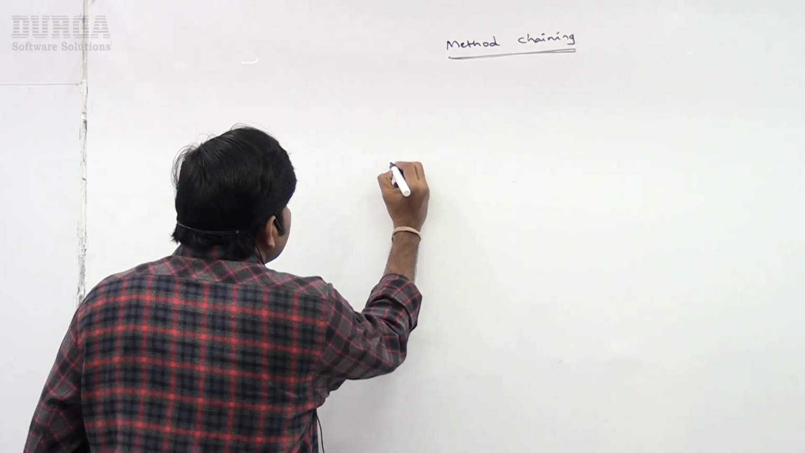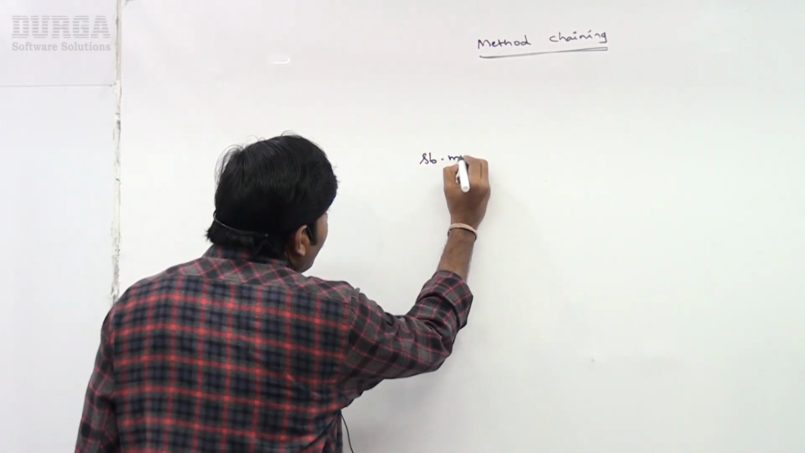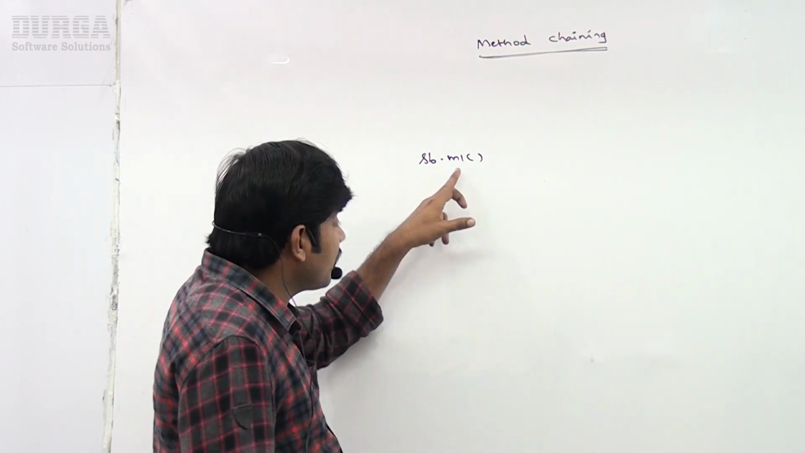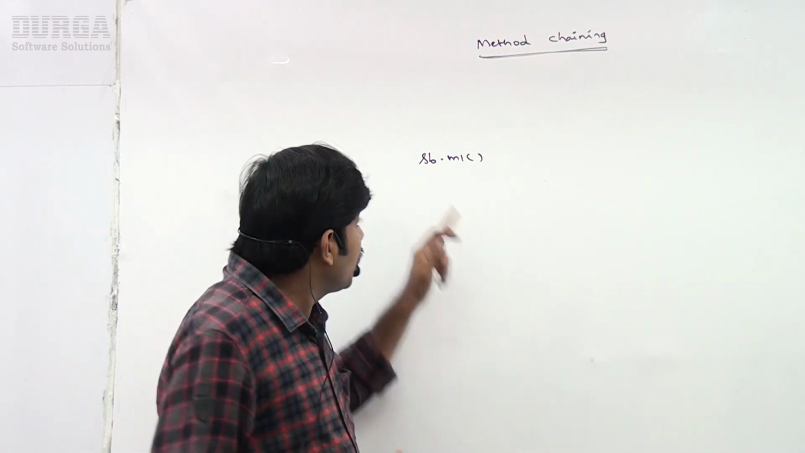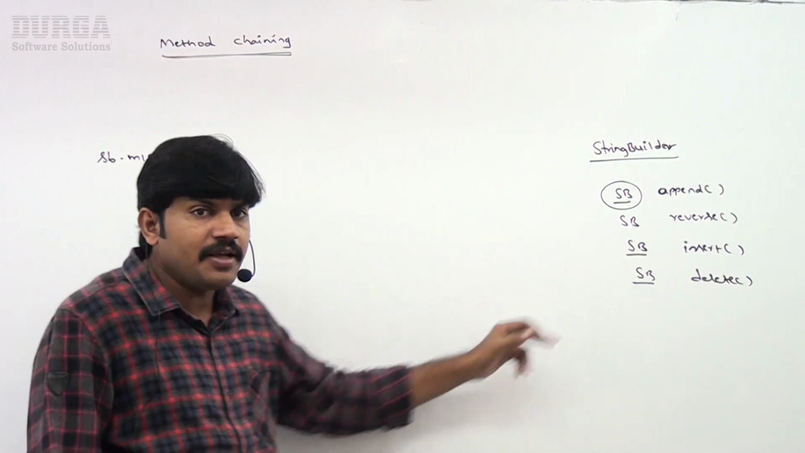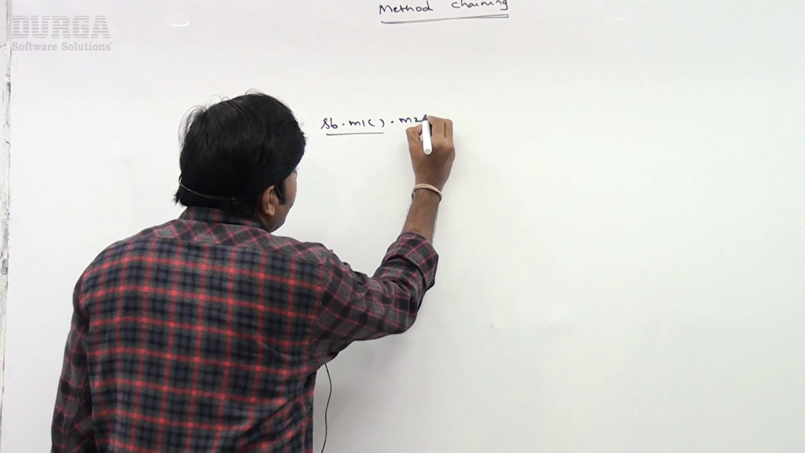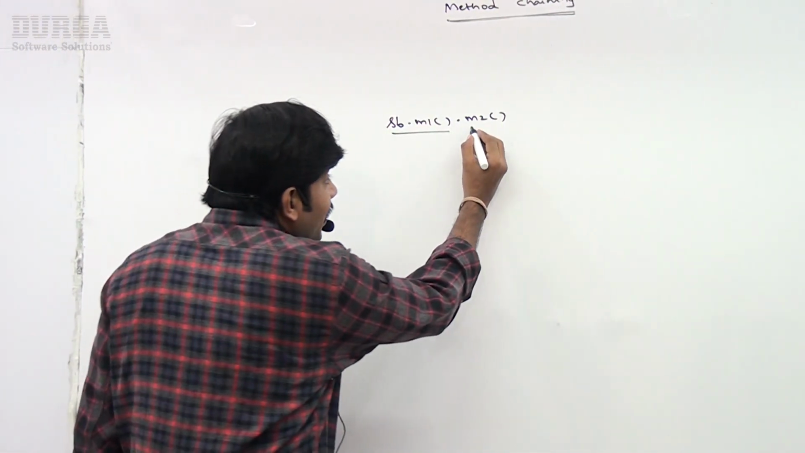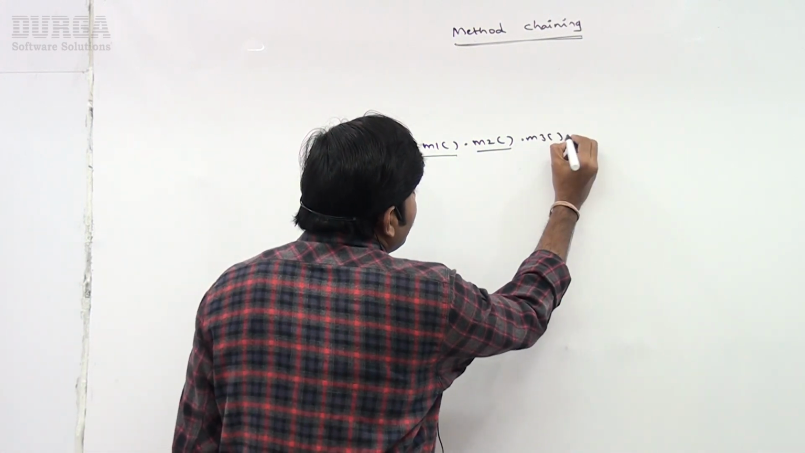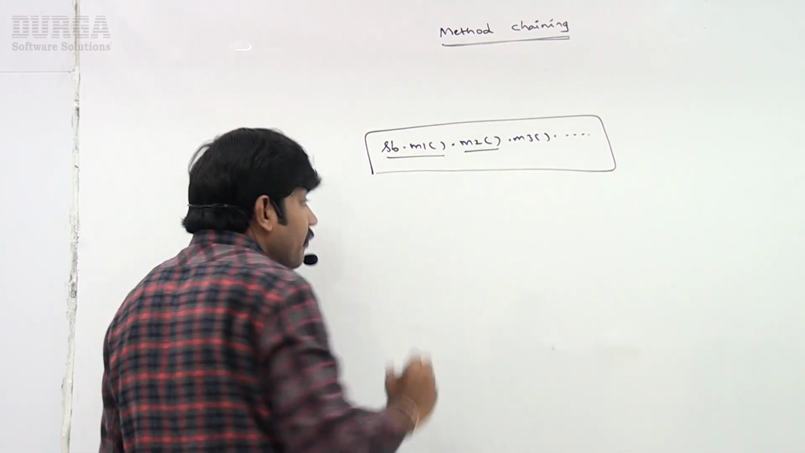Suppose I have a StringBuilder object. Assume that on this StringBuilder I call m1, maybe append or reverse or delete, something like sb.m1. The m1 method return type is the same, StringBuilder only. Again on that I want to call m2, and the return type of m2 is again StringBuilder. On the result, I am calling the m3 method. Are you getting? This type of concept is nothing but method chaining.